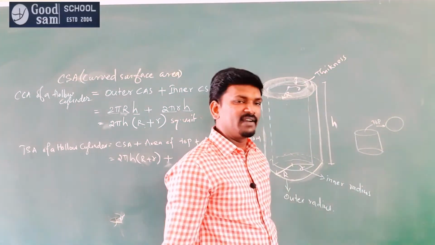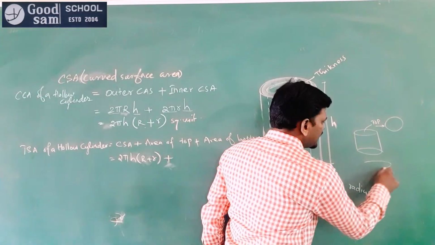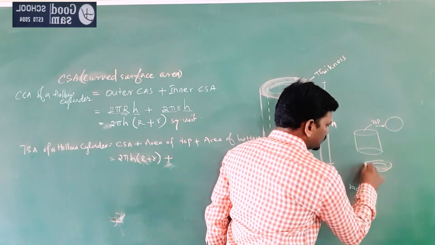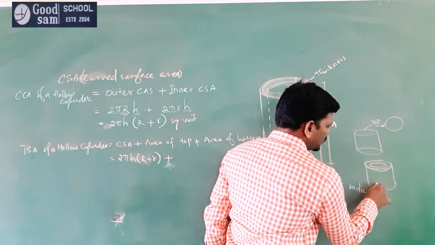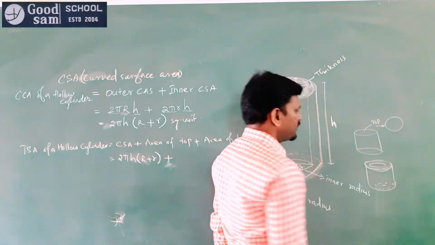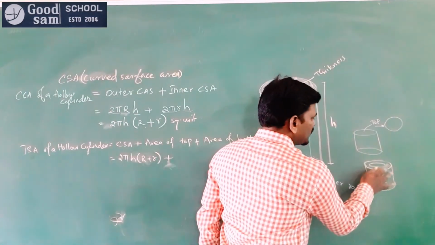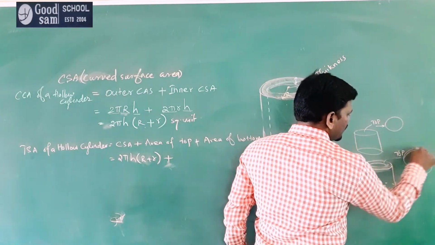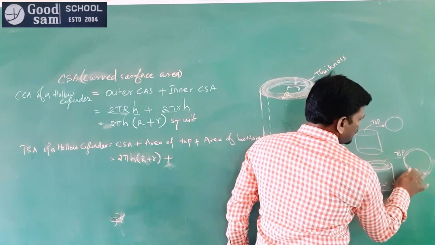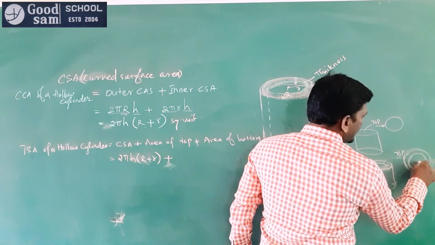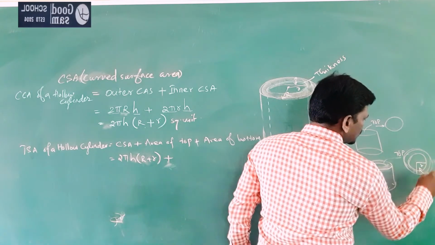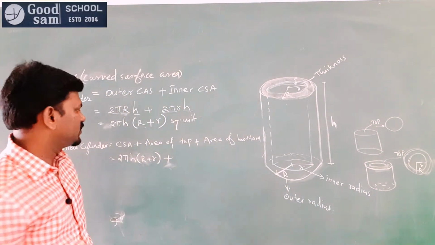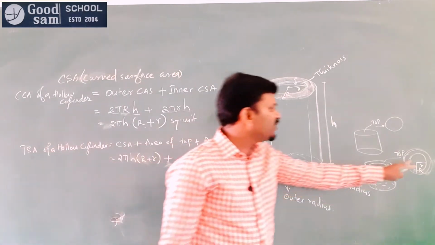Top will be like a circle. If it is a hollow cylinder like this, how will the top be? The top of a hollow cylinder will look like a ring. So how do we find the area of the ring?